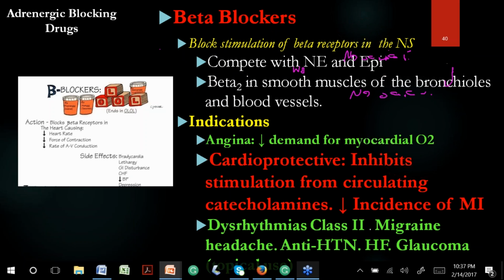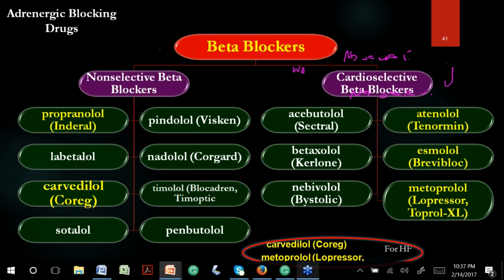All right, so we have beta blockers, and beta blockers are indicated for heart failure. They are indicated for angina. They are cardioprotective because they decrease the incidence of myocardial infarction. So here we have the beta blockers, the non-selective and the selective. Here we are going to stop a little bit because it's important to make some considerations.